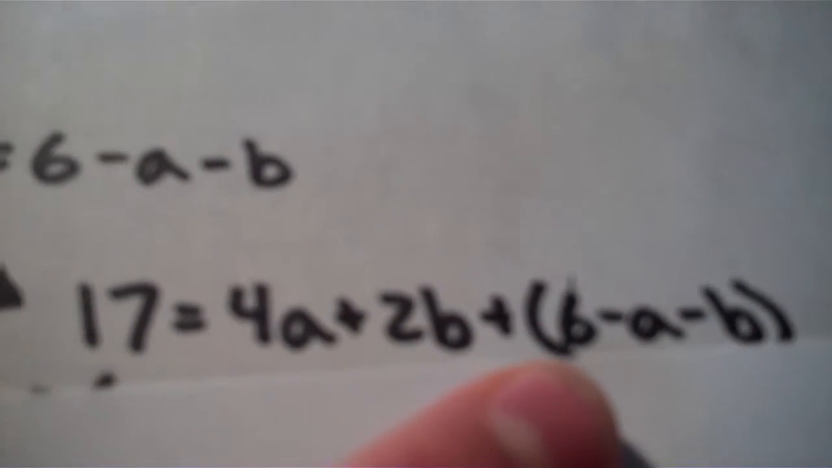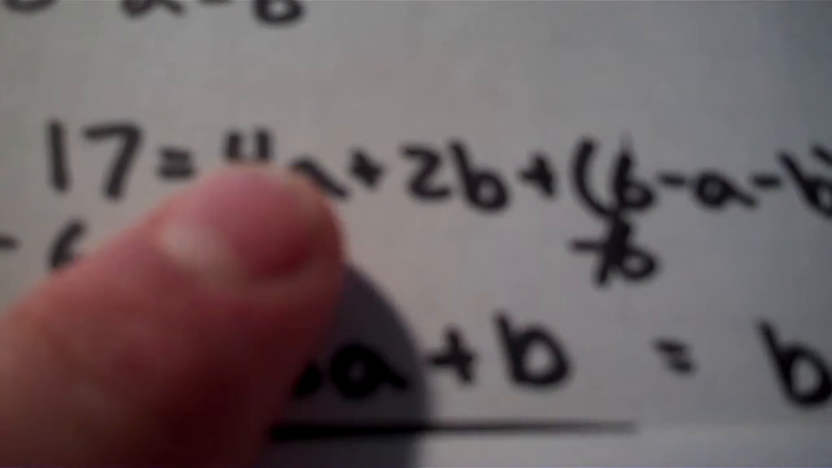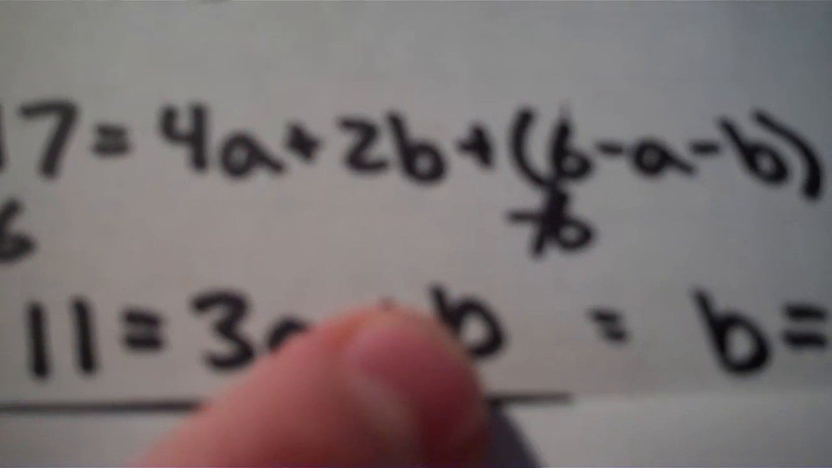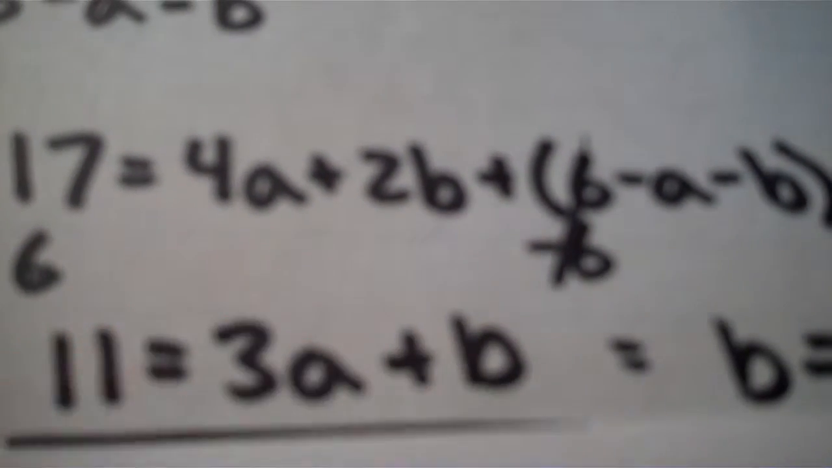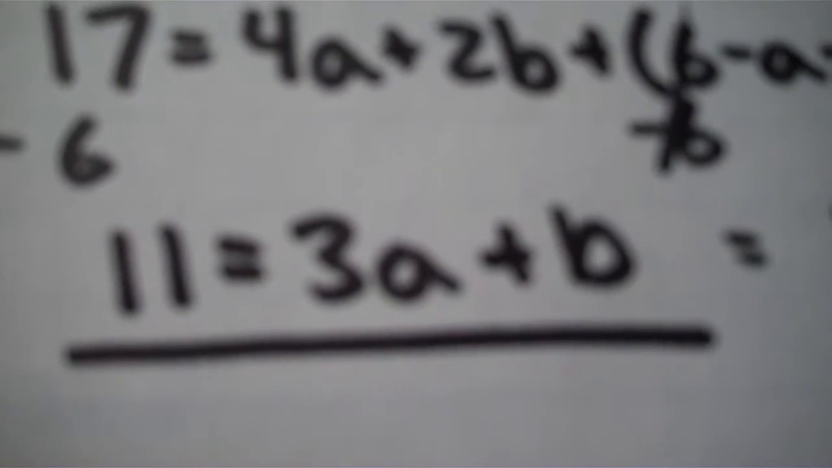So over here we have 17 equals 4a plus 2b plus c, which we replaced with 6 minus a minus b. Went ahead and simplified that. We can subtract 6 from both sides, which leaves us with an 11 on this side. So we get 11 equals 3a plus b, because we subtract a from 4a, and we subtract b from 2b. So that's our equation that we got from those two.